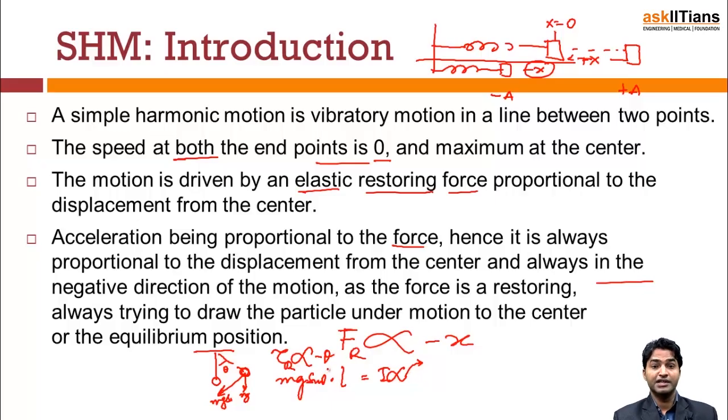But we must know the condition for a system to be SHM: its restoring force must be directly proportional to the negative of displacement, or restoring torque must be directly proportional to the negative of the angular displacement from the mean position. If it is satisfied, then the system is SHM, otherwise not simple harmonic motion.